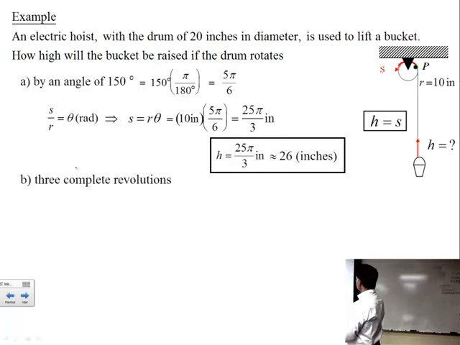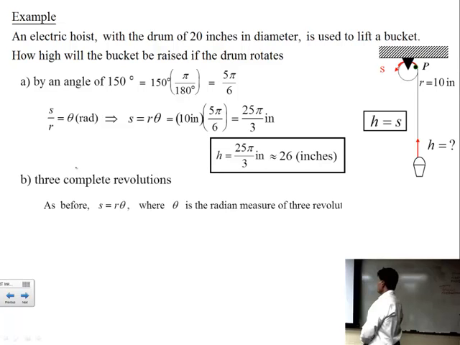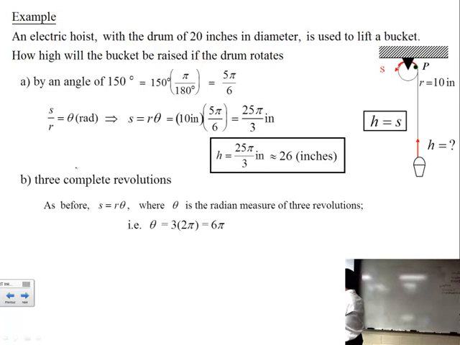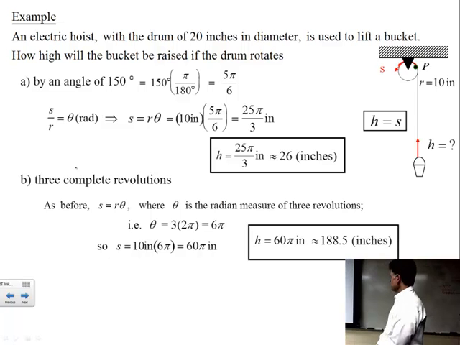All right, what if this drum rotates 3 complete revolutions? Then what's theta then? 6 pi, okay? So now theta is 6 pi, so S, using the same formula right here, S is equal to R theta, so that's 10 inches times 6 pi, or 60 pi inches. And so that's about 188.5 inches.